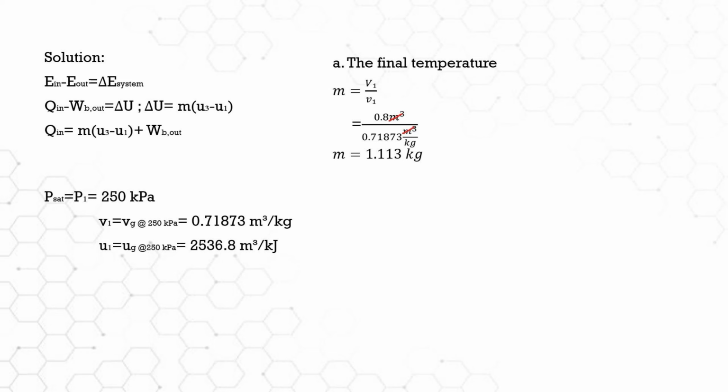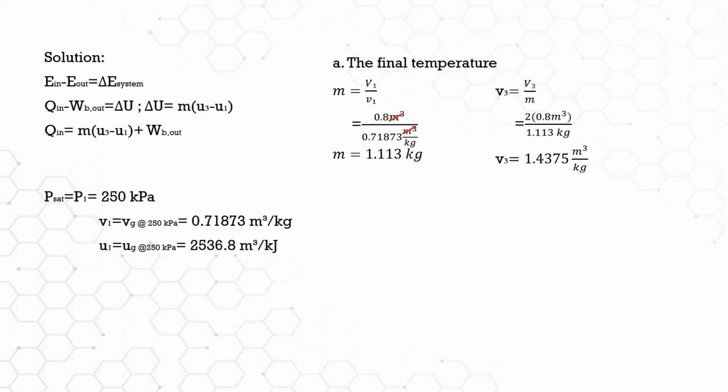So we know that at the final state, the volume doubles. Therefore, the specific volume at final state equals volume at state 3 over mass. Then plug in the values. We have 2 multiplied by 0.8 cubic meter over 1.113 kilogram, which equals 1.436 cubic meter per kilogram as our specific volume at state 3.